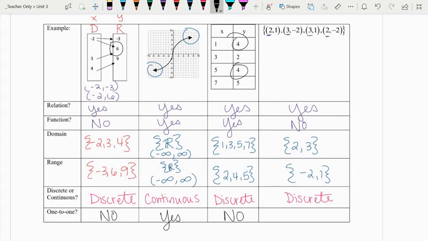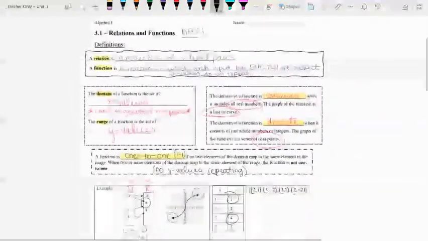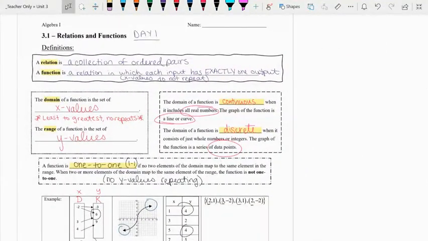And on the next one, we have 2 1s and 2 -2s, which means it is also not 1-to-1. So this is the main idea from today. So we're just going to work with that a little bit longer, and then it'll be time for your Kahoot for homework.